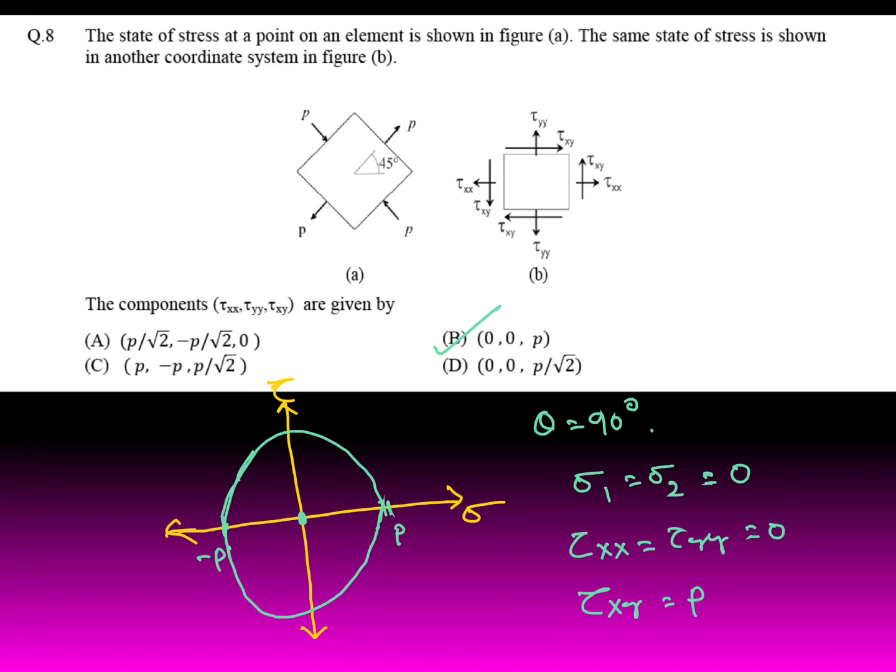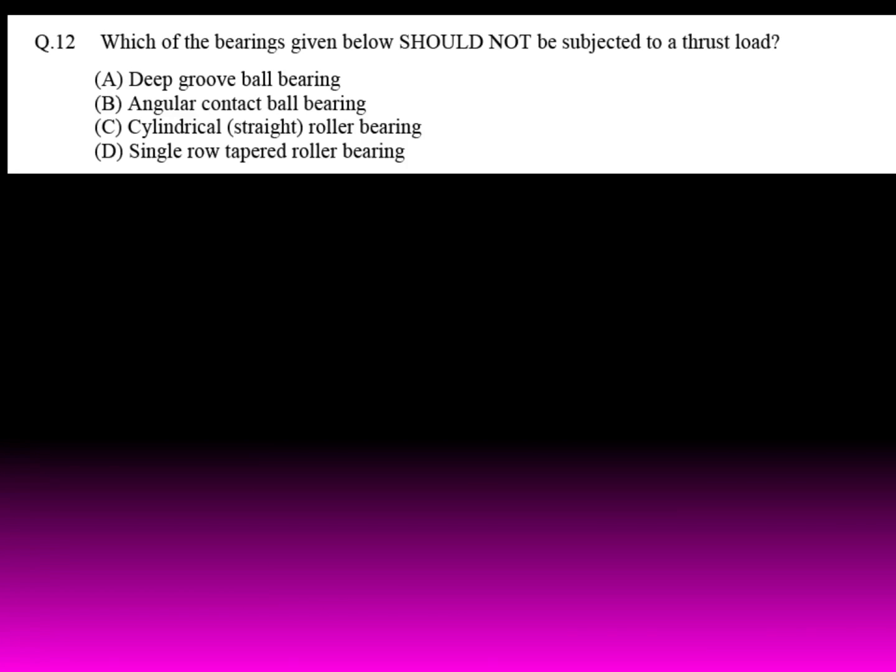Which of the bearings given below should not be subjected to thrust load? So thrust load, deep groove ball bearing, yes, this is correct. Angular contact bearing, this is also correct. Then cylindrical straight roller bearing, no. If it is taper, then we can use a single row taper roller bearing, this is correct. So C is your answer. It should not be subjected to thrust load. C is your answer.